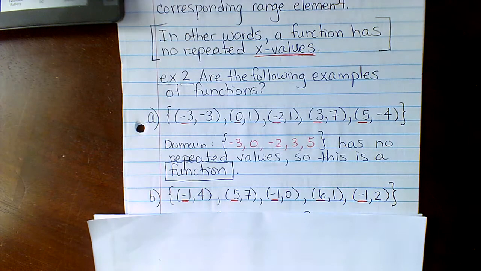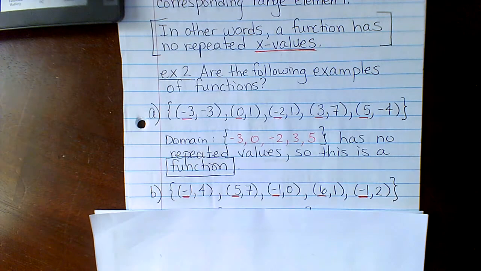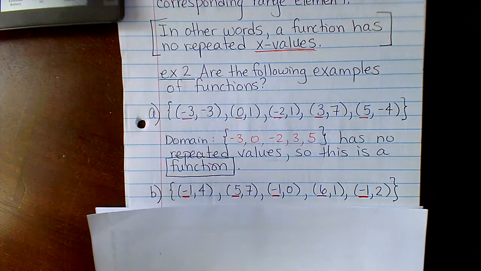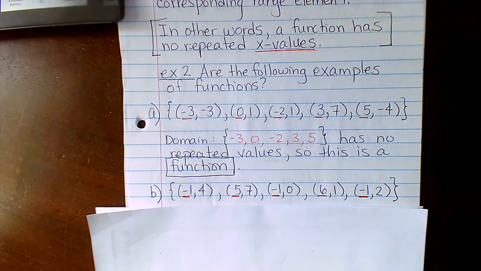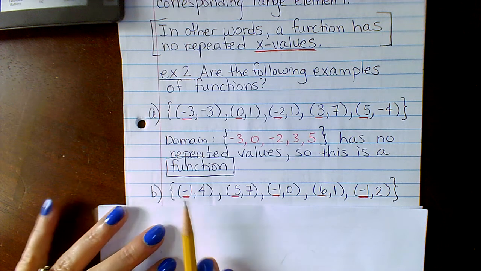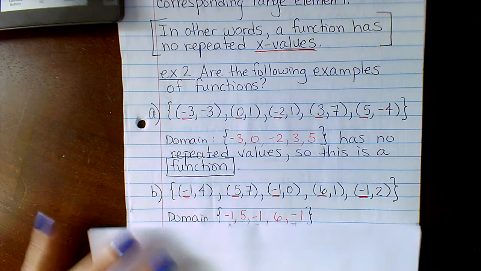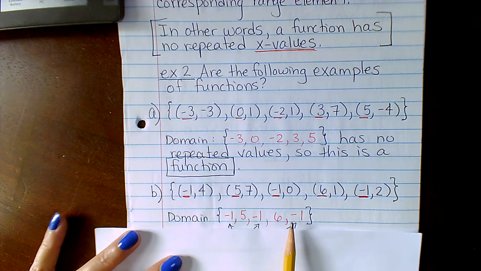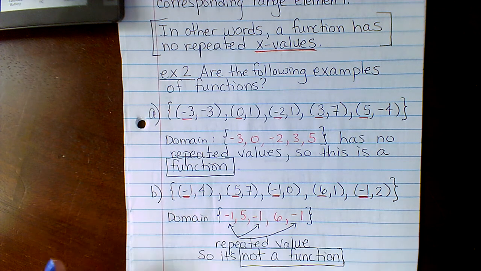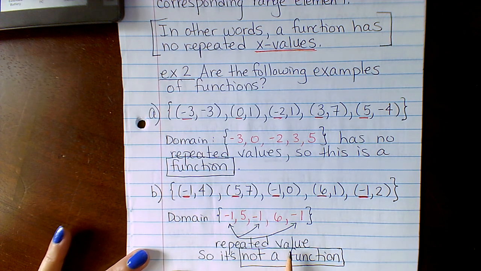All right, let's look at this list. You can pause this at any point and work ahead of me if you need, okay? So if we list out those domain values, we can see that we do have -1 repeated. Because we have a repeated domain value, it doesn't matter if it's repeated twice, 3 times, 4 times, even just one number repeated, boom, not a function.